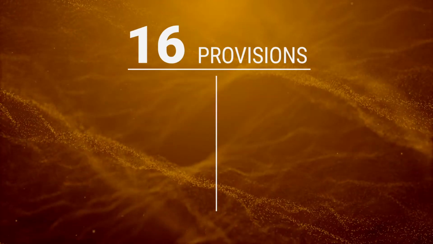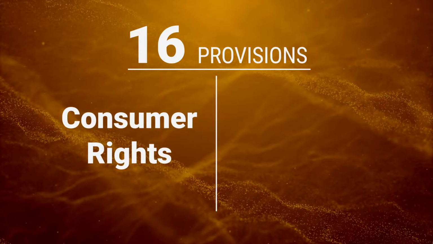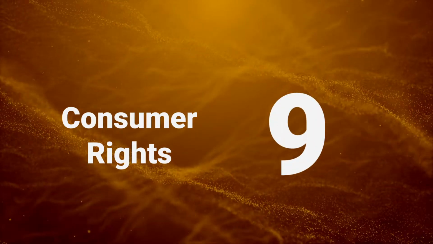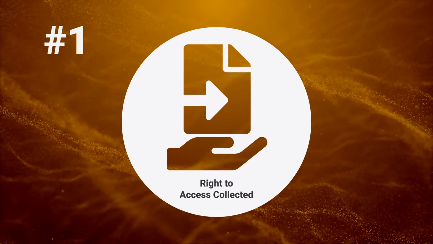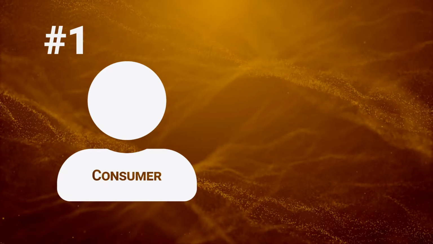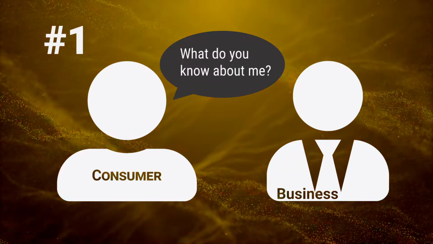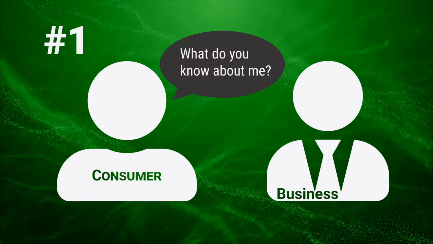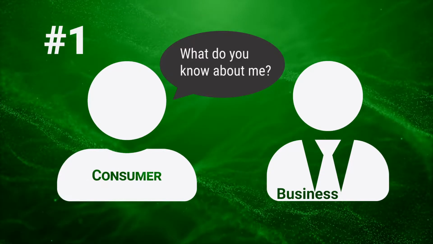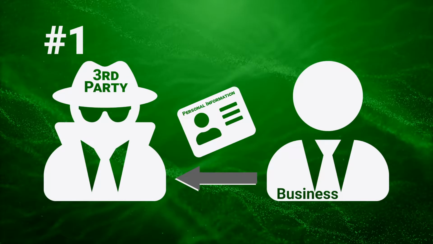They can be divided into two categories: consumer rights and business obligations. There are 9 consumer rights provisions. First is the right to access collected. This refers to the right of individuals to access from a business the information or categories of information the business has collected on that individual. In some cases, the right may only exist if information is sold to a third party.